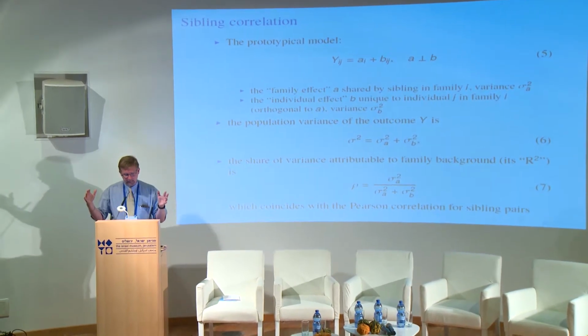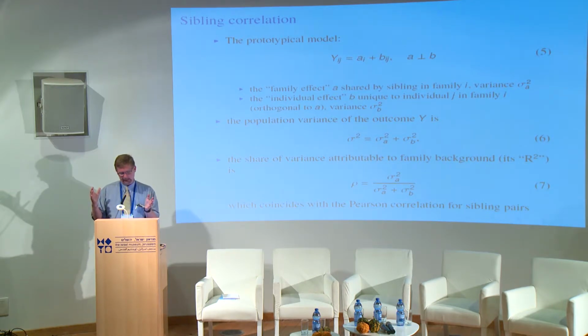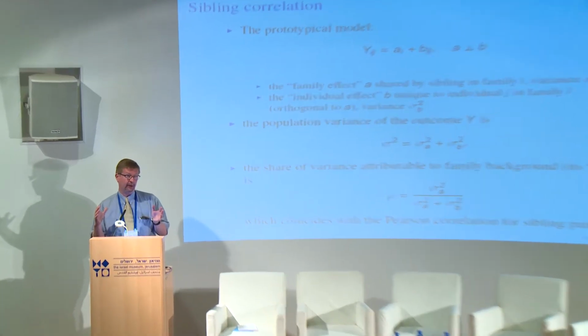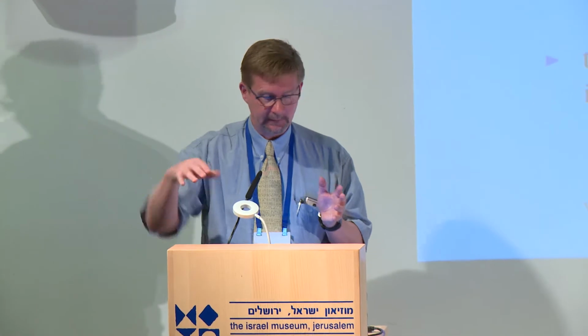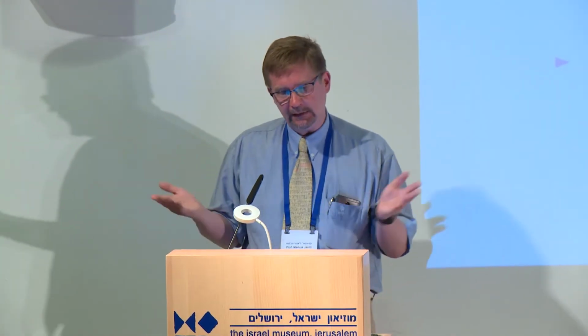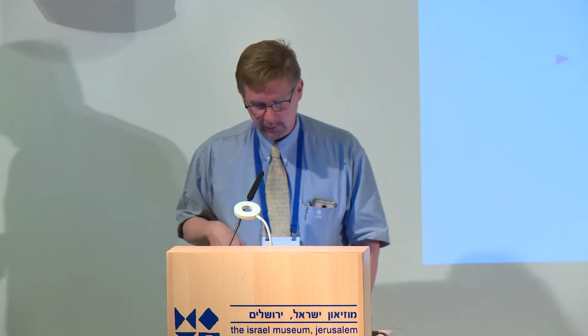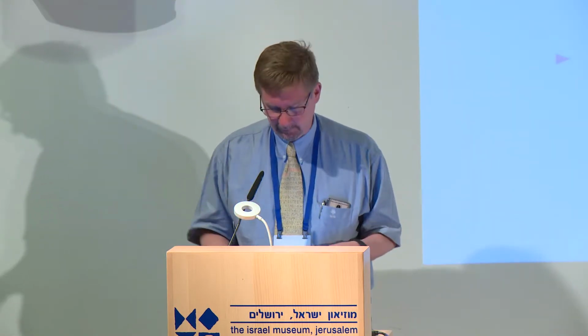So the answer to the question, how important is the family in accounting for the variance of the whole outcome? We can think of the R squared of family background as being the ratio of the variance of the family component to the overall variance. So that's the part of the overall variance that we can assign to family background. So it's a descriptive measure. We tend to call this a sibling correlation because it coincides under this very simple model. It's the same number you'd get if you randomly drew pairs of siblings from the population and measured their Pearson correlation coefficient. But we think of it as the R squared of family background.